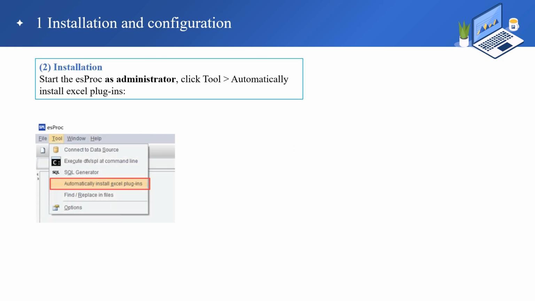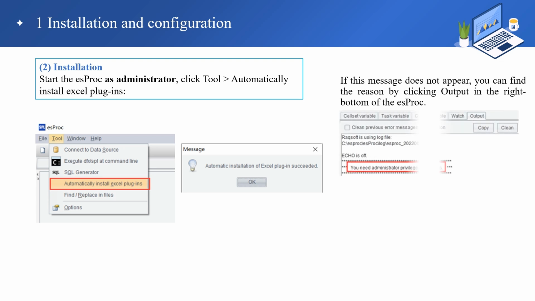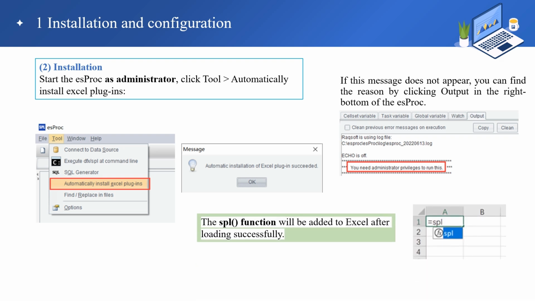2. Installation. Start the SPROC as administrator, click Tool, Automatically Install Excel Plugins. After that, a message will appear on the screen, indicating that the Excel plugin has been installed successfully. If this message does not appear, you can find the reason by clicking Output in the right bottom of the SPROC. Generally, if you do not start SPROC as administrator, the installation will fail. The SPL function will be added to Excel after loading successfully.